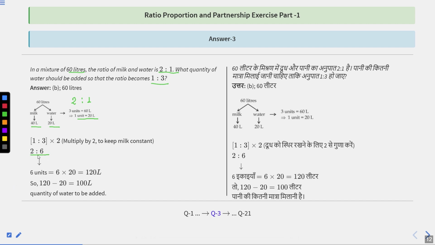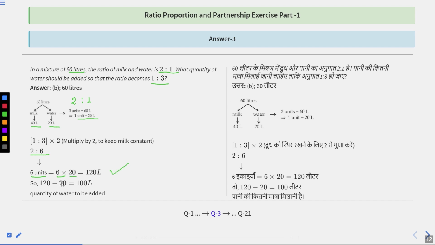Okay. Now, in the question, it is given that in the first ratio, milk was only 20 liters. Now, the ratio was 1 and it becomes 6. So how much water will it become? 6 units equals 6 multiplied by 20, because 1 unit is 20 liters. So 6 units multiplied by 20 is 120 liters.